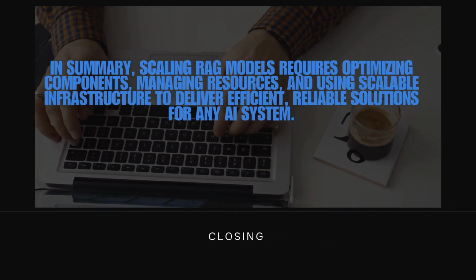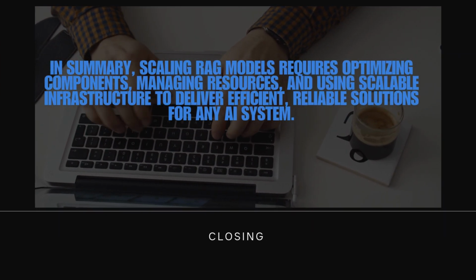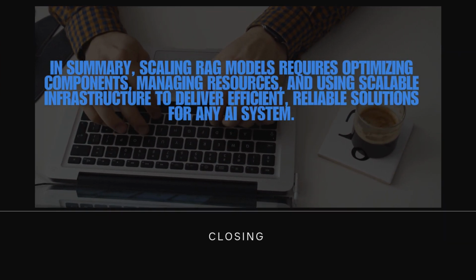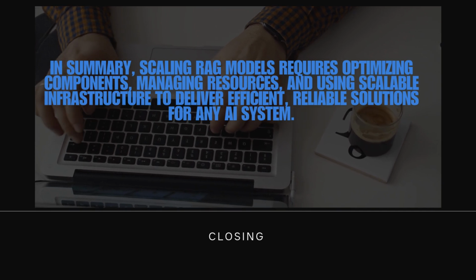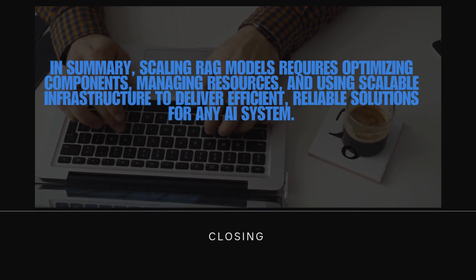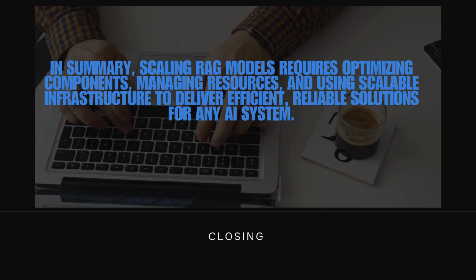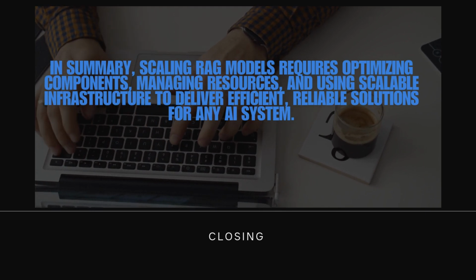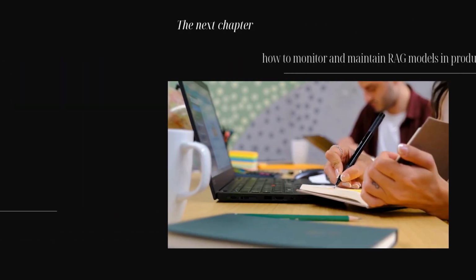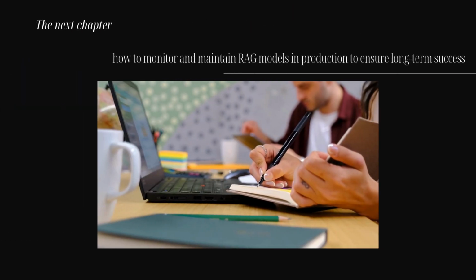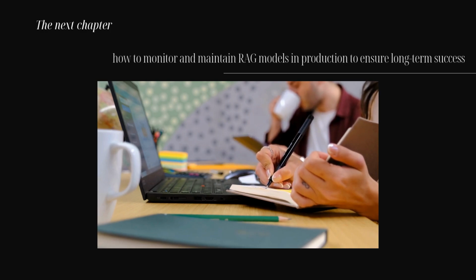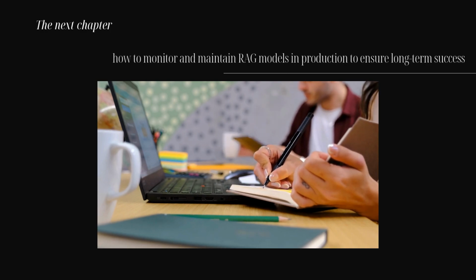To sum up, scaling and deploying RAG models involves optimizing retrieval and generation components, managing resources effectively, and leveraging scalable infrastructure. Whether you're building a small chatbot or a large-scale AI system, these strategies will help you deliver efficient and reliable RAG-powered solutions. In the next session, we'll explore how to monitor and maintain RAG models in production to ensure long-term success.